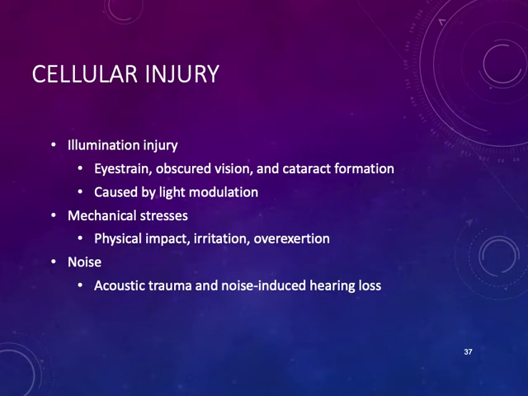Illumination injury obviously is related to UV light or different light forms, essentially. Things like eye strain, obscured vision, or cataract formation. A lot of these can be related to light, too. Mechanical stresses may be things like a physical impact, irritation, overexertion, and we'll talk about this as we move into musculoskeletal injuries. Noise, obviously, you can have acoustic trauma, hearing loss, factors like that.